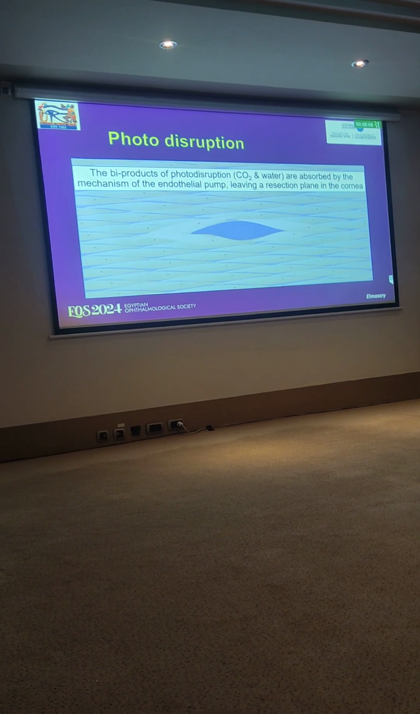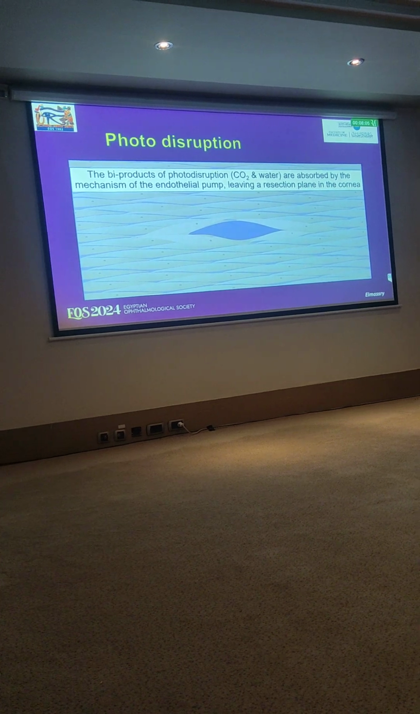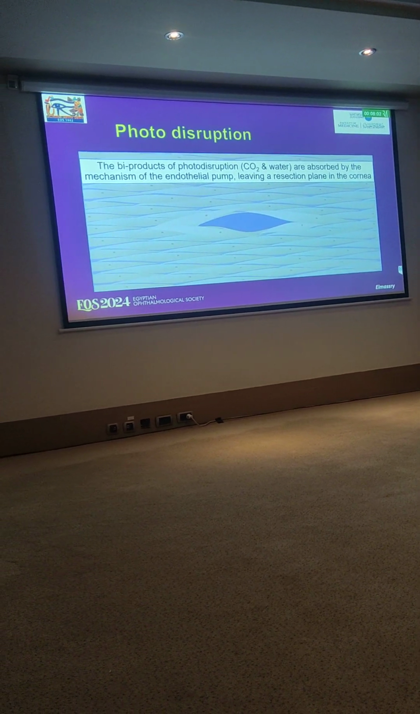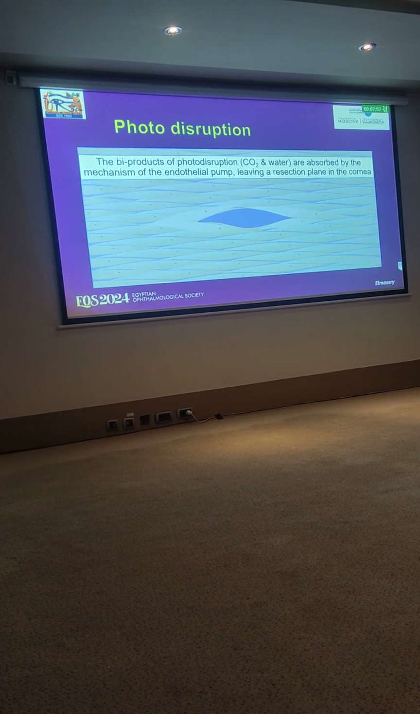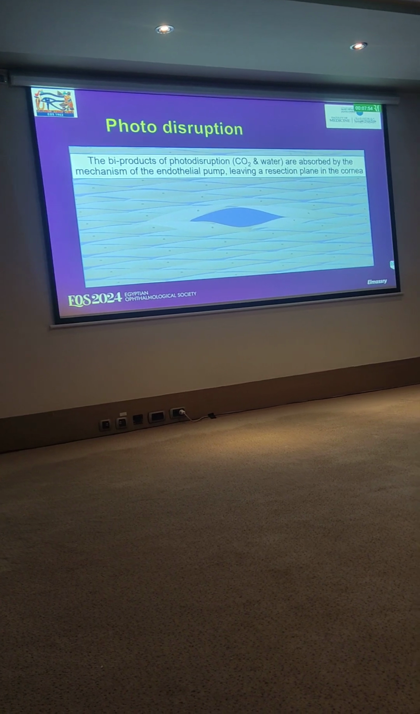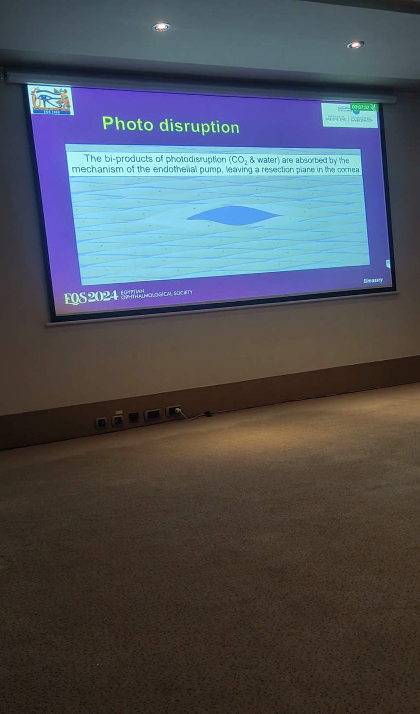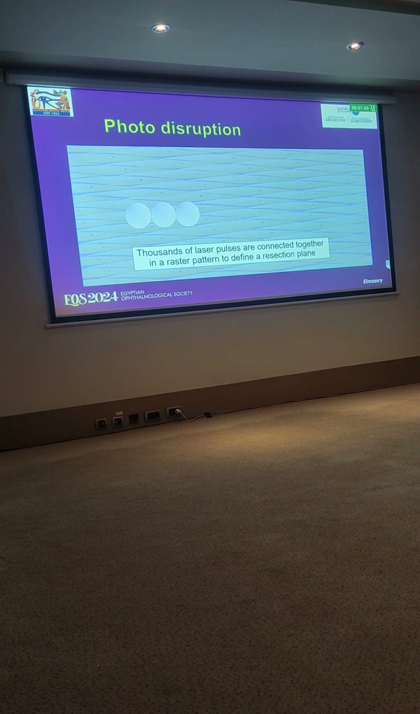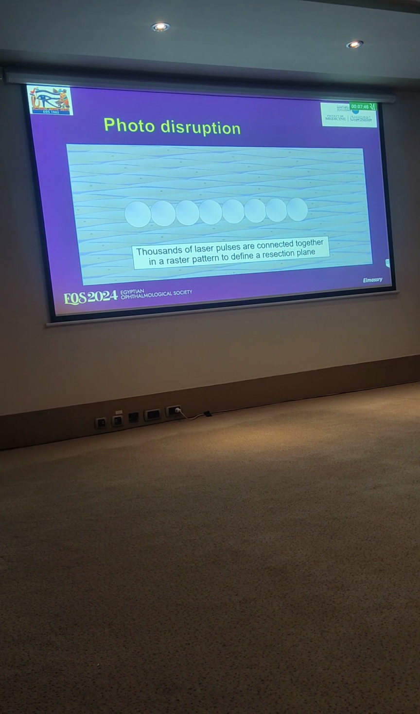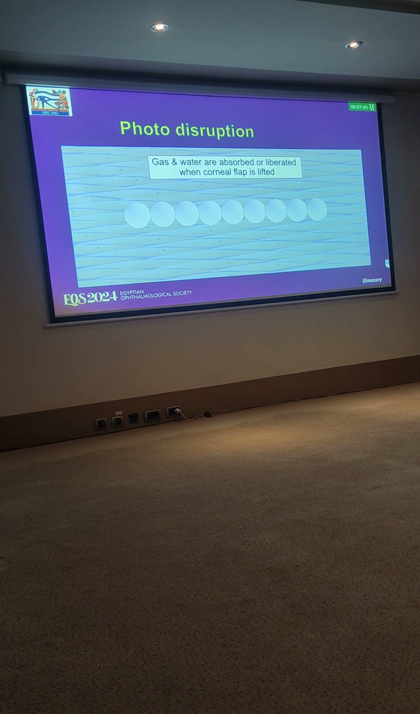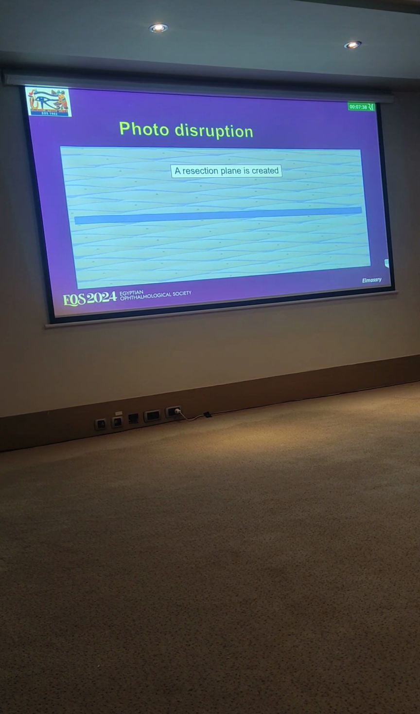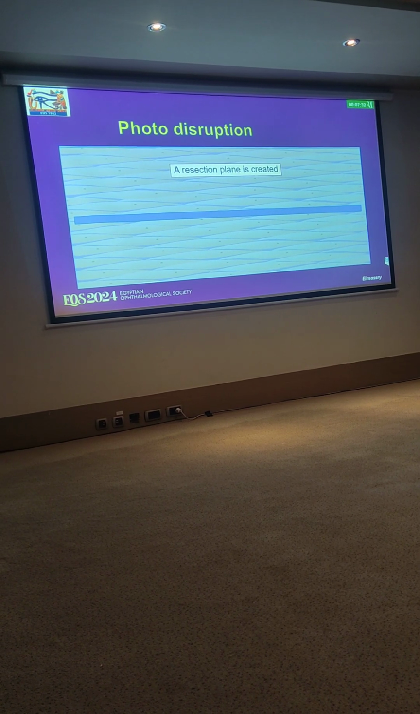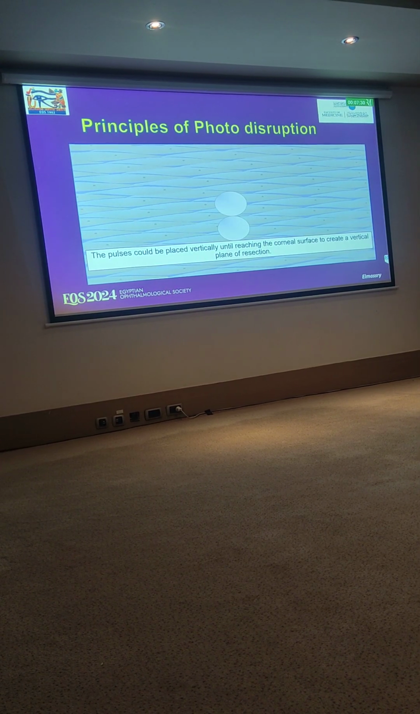Okay? So these two byproducts of photodisruption, the carbon dioxide and water, are absorbed by the mechanism of the endothelial pump. The endothelium works to absorb this carbon dioxide and water and leaving a resection plane. So you have a plane now without anything, an empty plane. This is the idea of the photodisruption. So simply you can induce hundreds and thousands of laser pulses, whether in a horizontal manner or in a vertical manner or any shape that you can create. And this, again, the water and carbon dioxide will be absorbed by the endothelial pump, leaving a resection plane which is created. This is the idea of the femto laser.